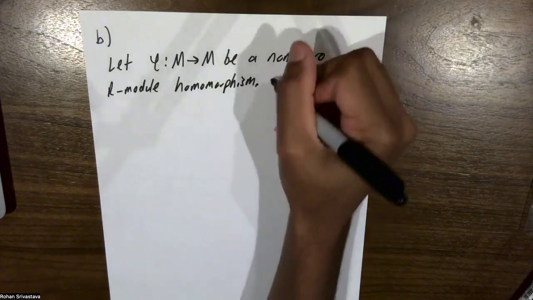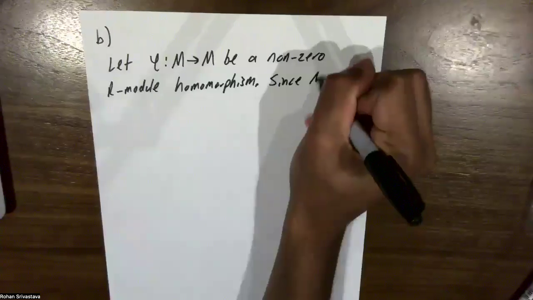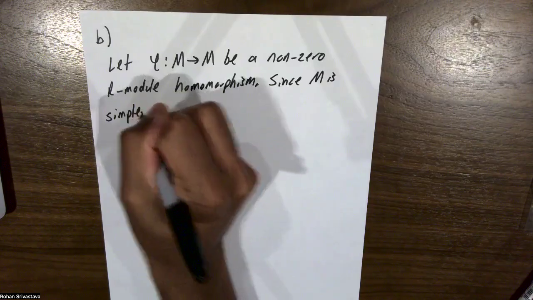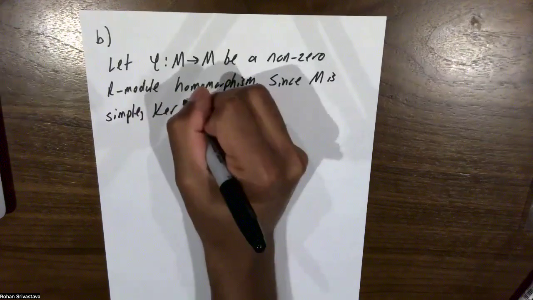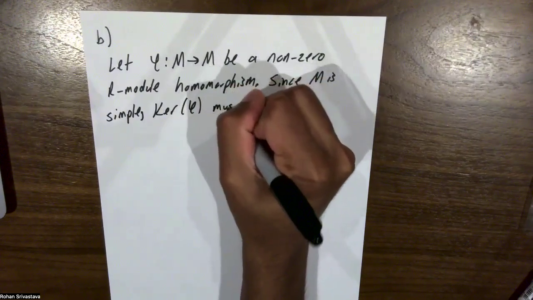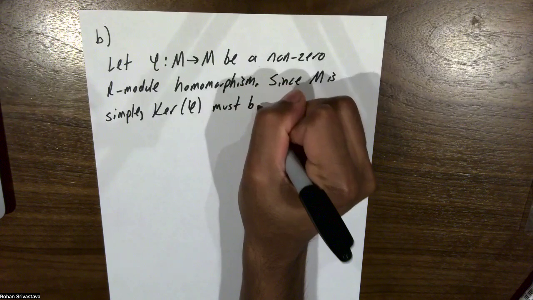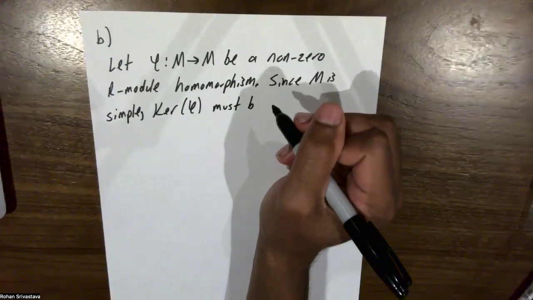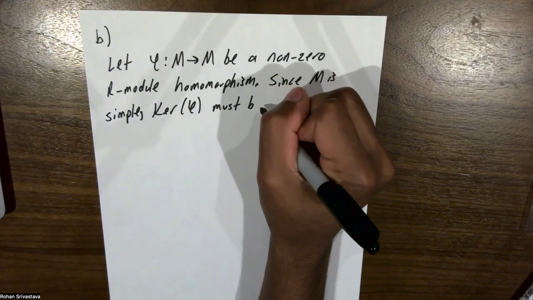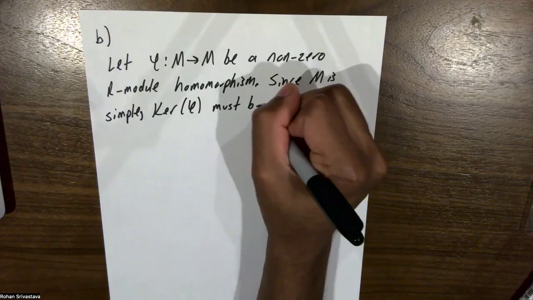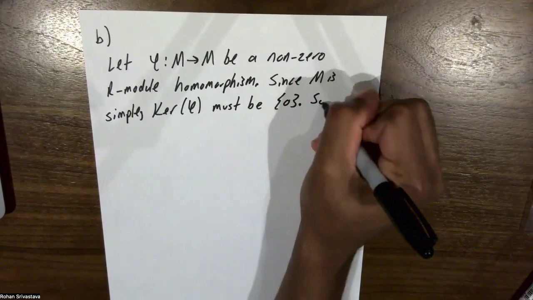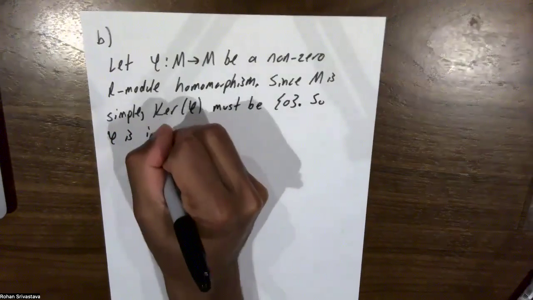Well, since M is simple, the kernel of this phi, we have a new phi in part B here, is a submodule of M, and it can't be M itself. That would mean that phi is the zero map. So it must be the other possibility for a submodule, which is the zero submodule. So phi is injective.